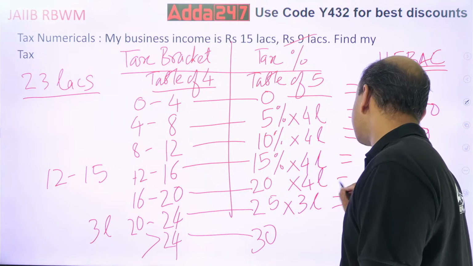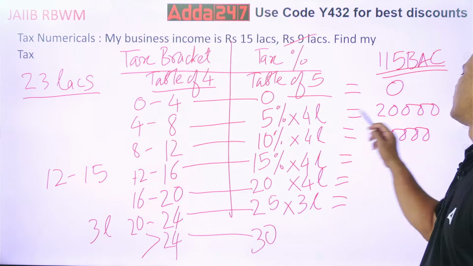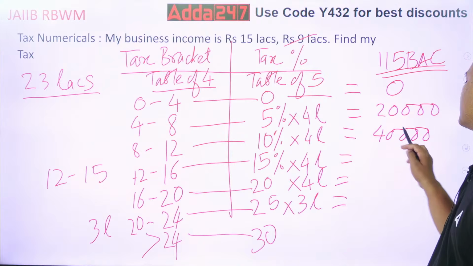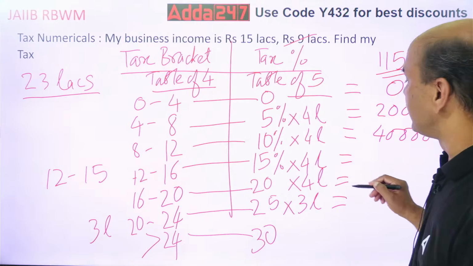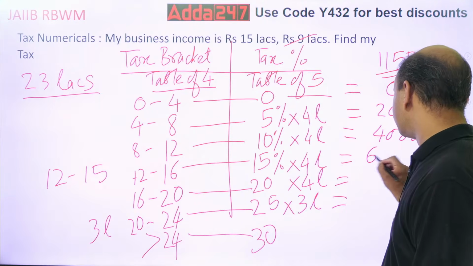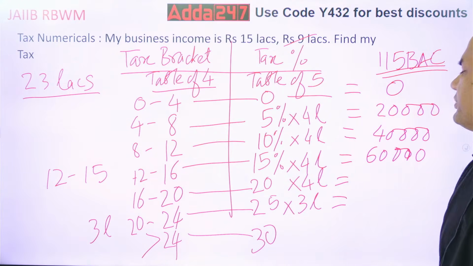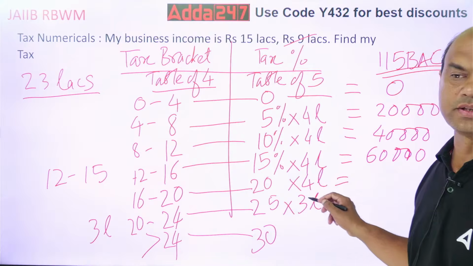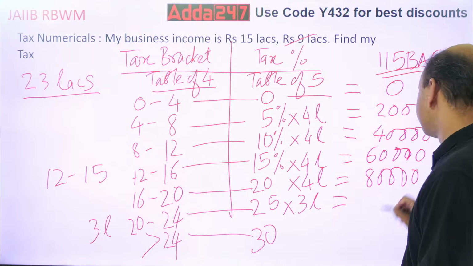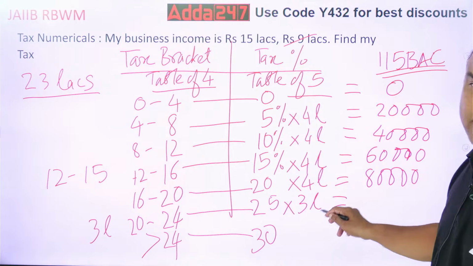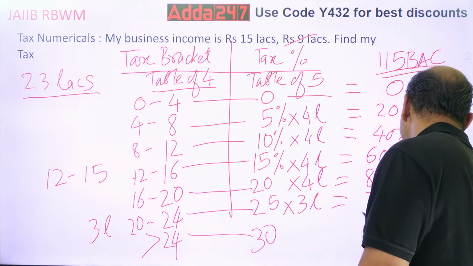So now get the answer, everyone. What is the answer for this? 5% into 4 lakhs, 20,000. 10% into 4 lakhs, 40,000. 15% into 4 lakhs, 15 4s are 60, so 60,000. 20% into 4 lakhs, 80,000. Are you getting this? And 25% into 3 lakhs, so 75,000. So this much tax I will be paying.